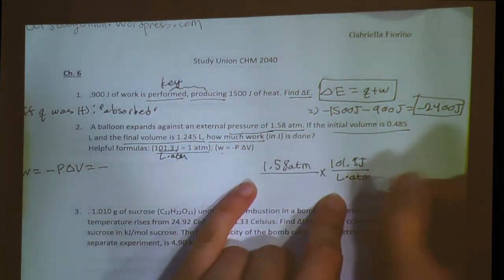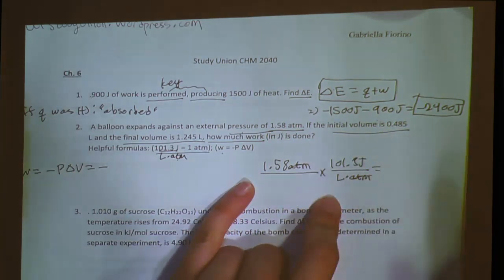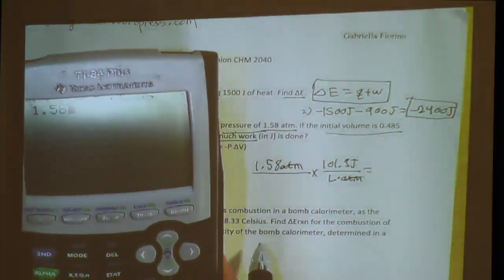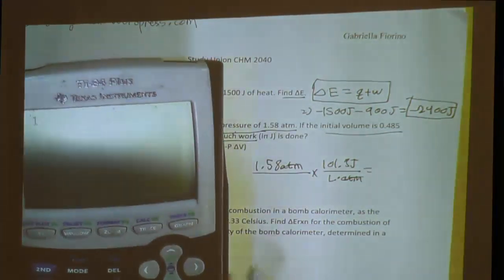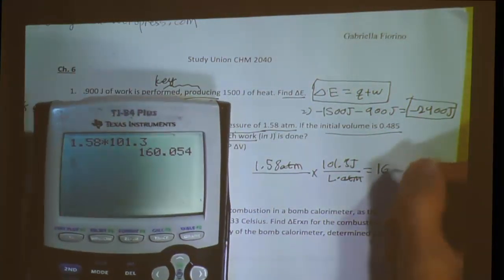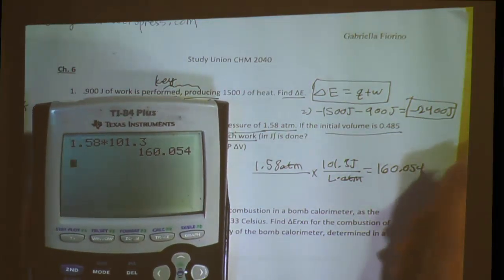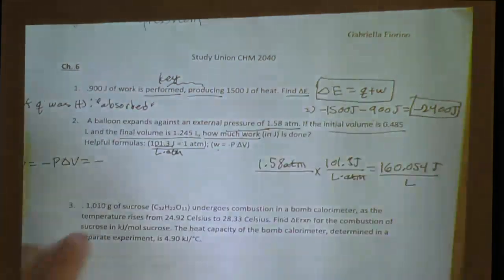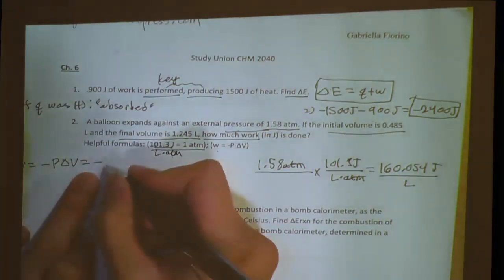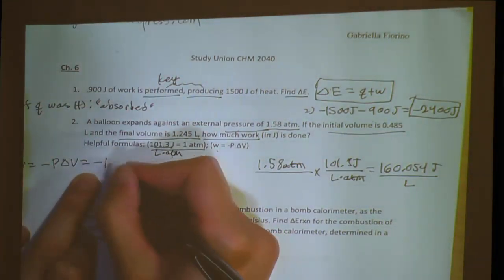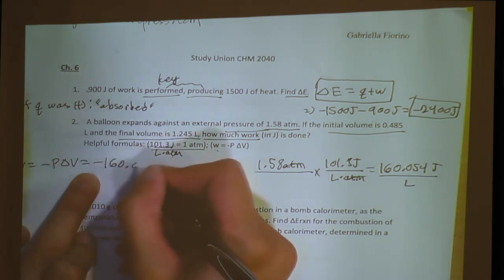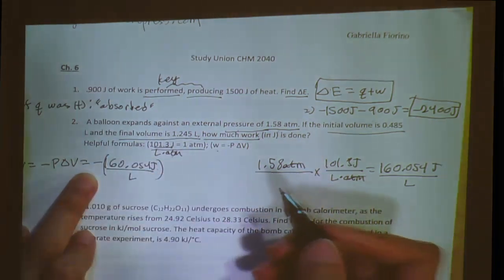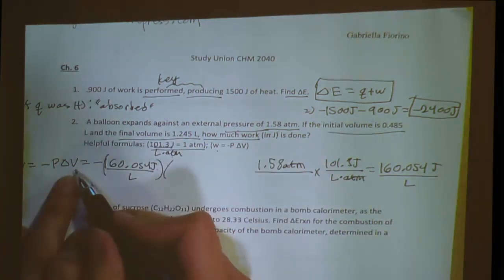So now we could cross out atmospheres, right? And this is going to get us to, let's calculate that, 1.58 times 101.3. That's going to be 160.054 joules over liters. So we could plug that in now. We have negative 160.054 joules over liters, right?